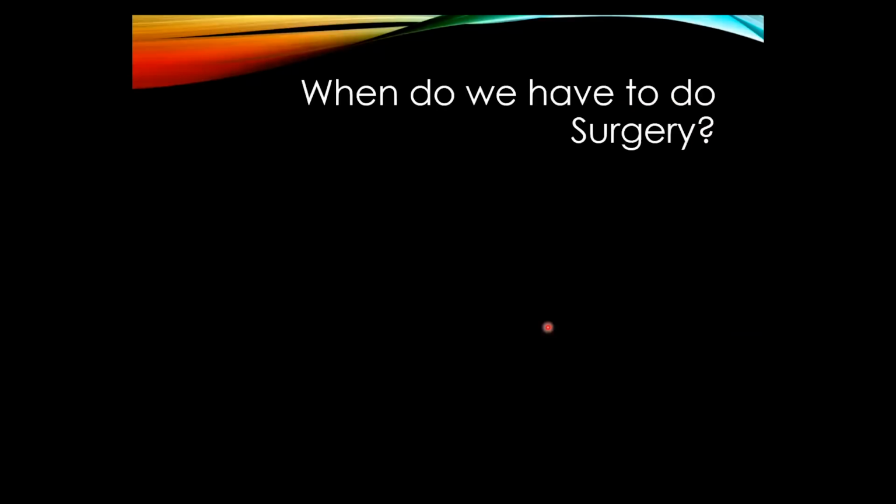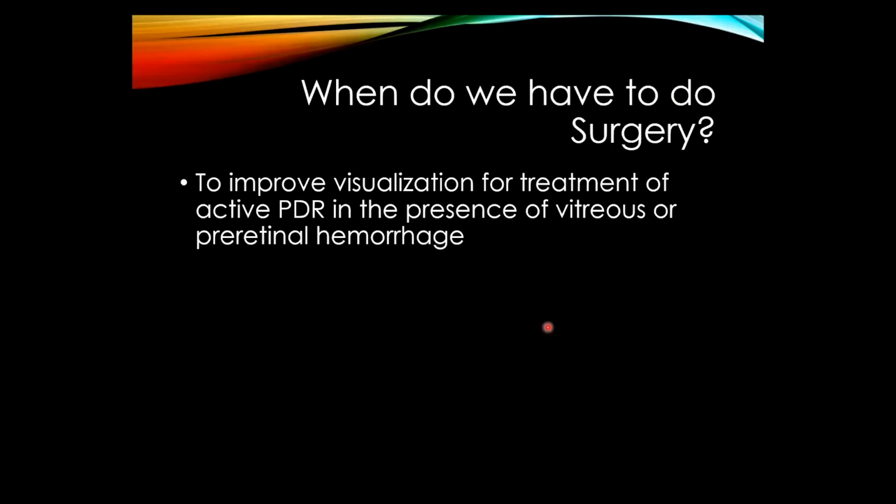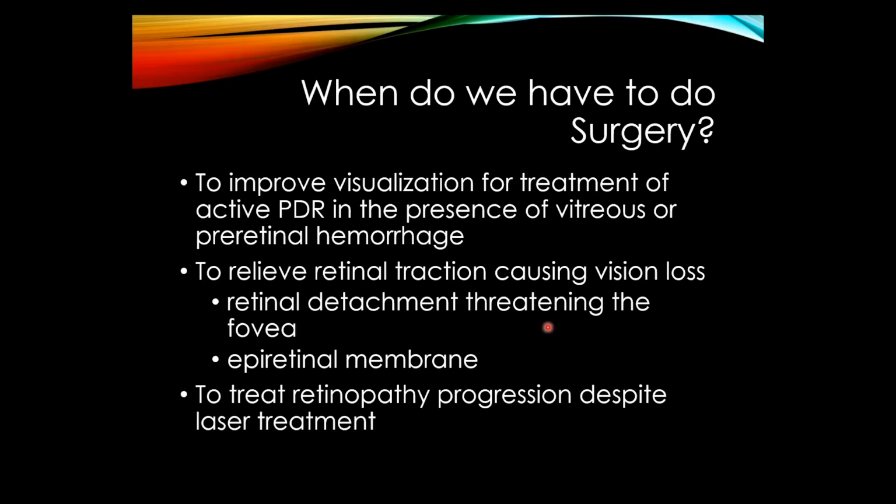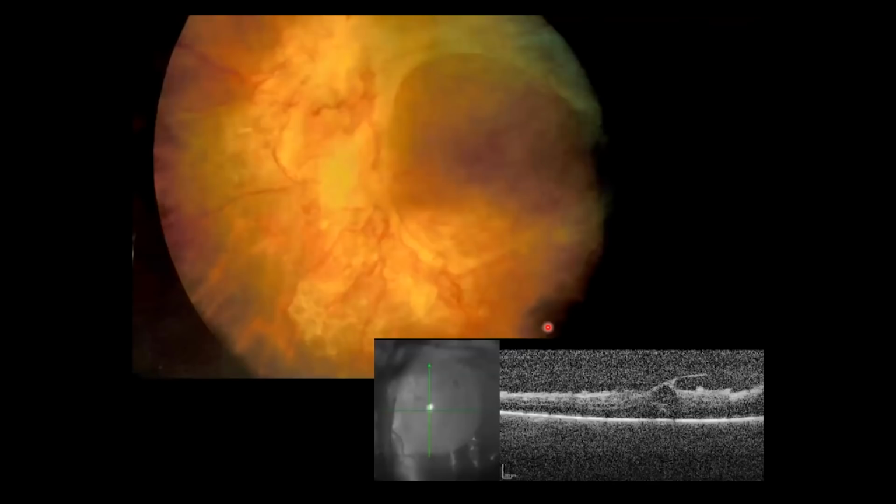When do we have to resort to surgery? Well, if we aren't able to see the retina in the presence of prolonged vitreous hemorrhage, sometimes we'll resort to surgery, especially if there's traction causing vision loss or retinal detachment threatening the macula. Sometimes we'll do surgery to peel scar tissue off the surface of the retina or an epiretinal membrane. And sometimes if people don't respond, even despite laser and antibody treatments, we have to go in and do more extensive laser with surgery.